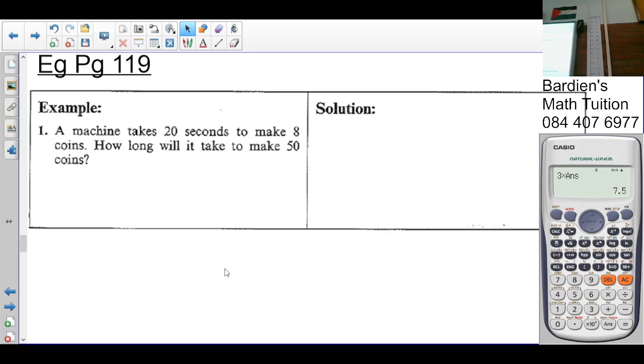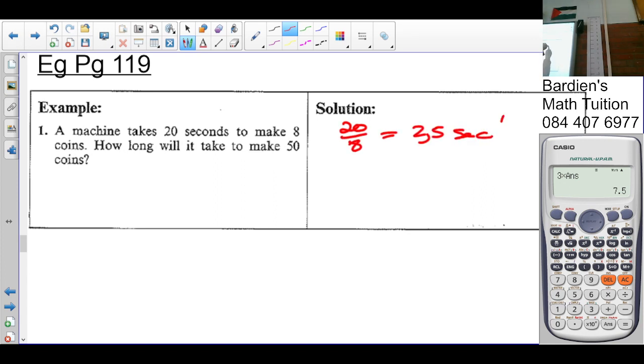Right, here we go. So, who got an answer here first? Yes? So 20 divided by 8 is 2.5 seconds per coin, not so? So it's 50 coins at 2.5 seconds per coin. Gives us? 125. 125 what? Seconds.